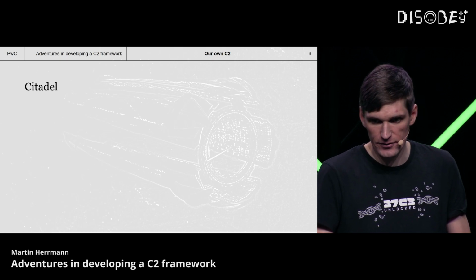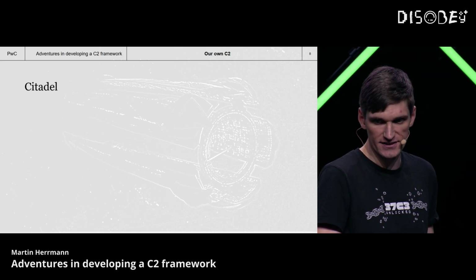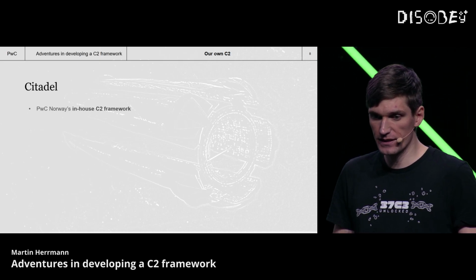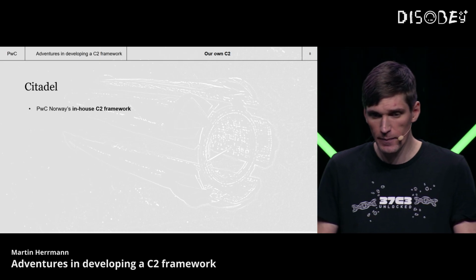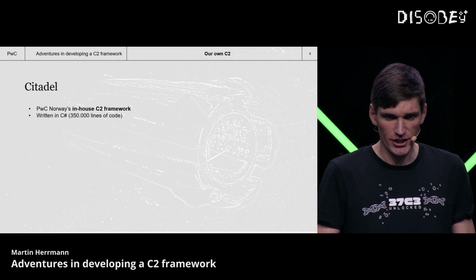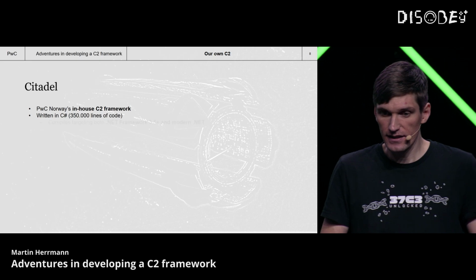So now that we decided to make our own C2 framework, we ended up calling it Citadel. It is basically PwC Norway's in-house C2. We've been developing it since 2020. And it's still written in C#. We are now at about 350,000 lines of code, so it has grown quite a bit.